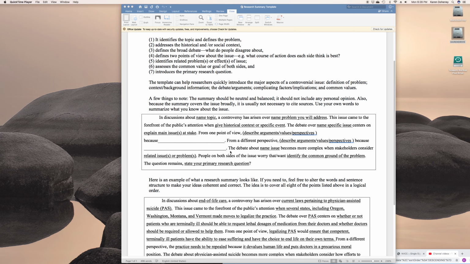And people on both sides of the issue worry that, that's number 6, assessing the common values or goals. And then the question remains, there's 7. That's where you state your primary research question. For your primary research question, you can look at the primary research question that your CQ Researcher article is asking as a good example of a question that you can ask.